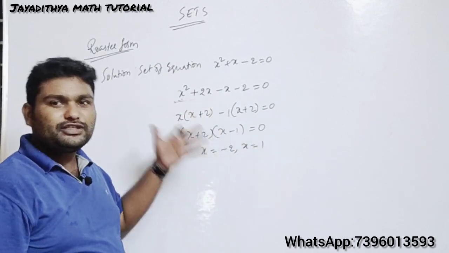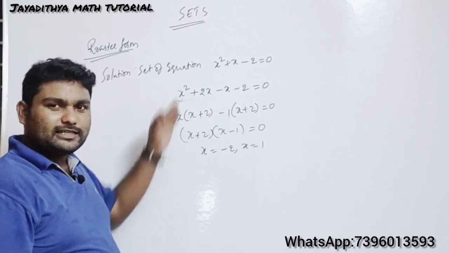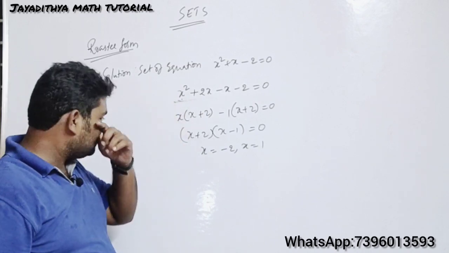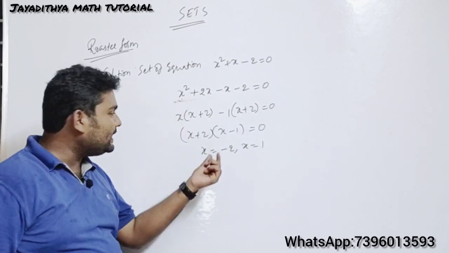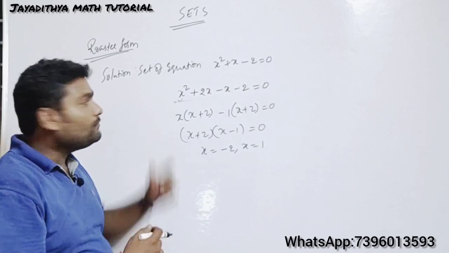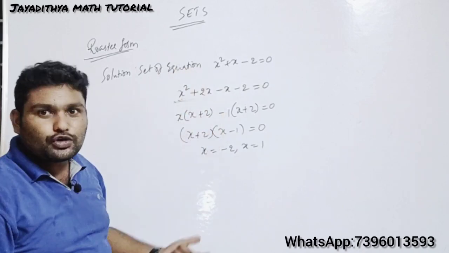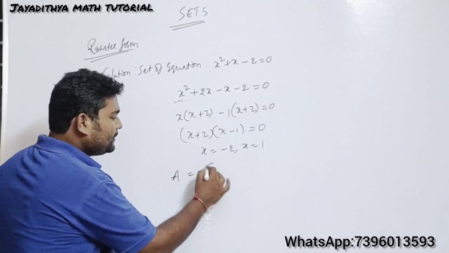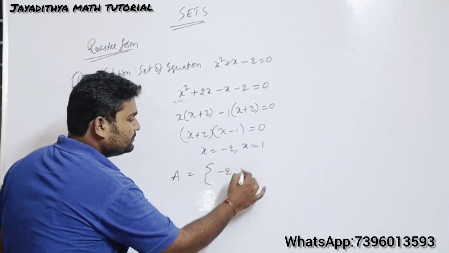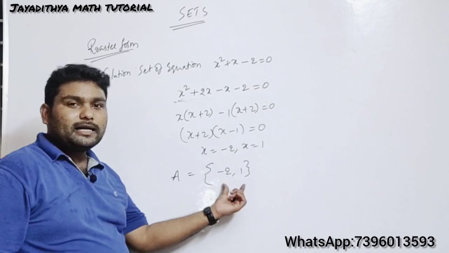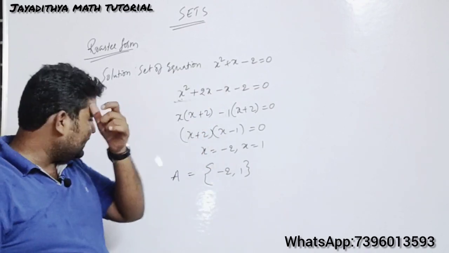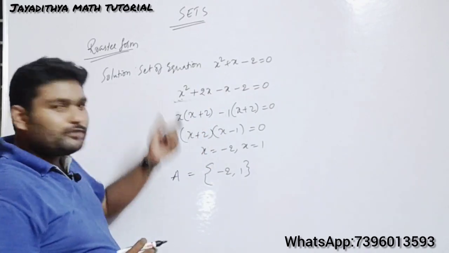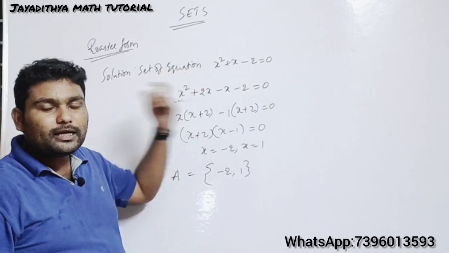These are concepts you have already learnt in your 10th standard. I told you this just for your revision. So the x values we take here are minus 2 and 1. But you should represent the solution set in the roster form. Let us take the set as A, and you represent the values like this. That's all. This is the solution set of the given quadratic equation. Clear now? The question will be in this manner, so you should understand what the elements are.